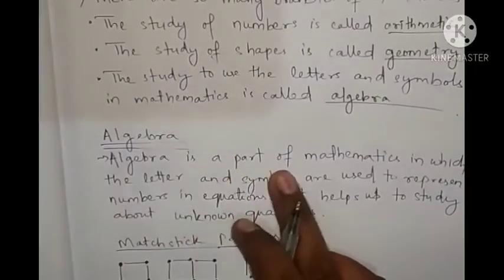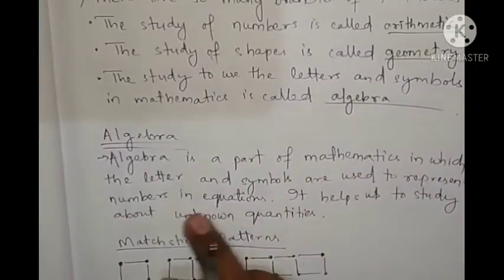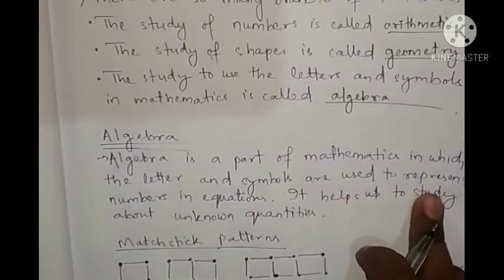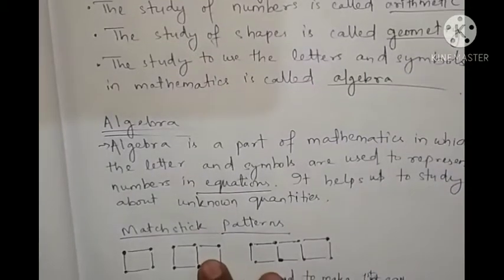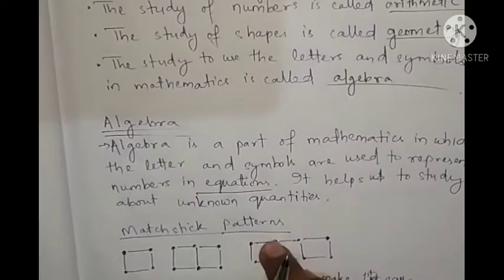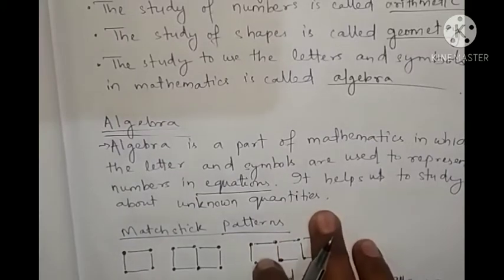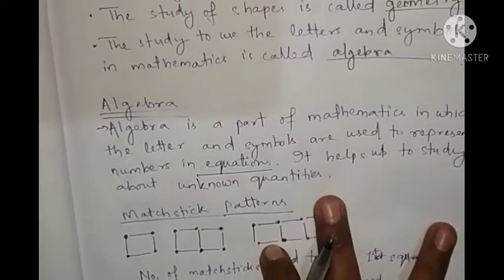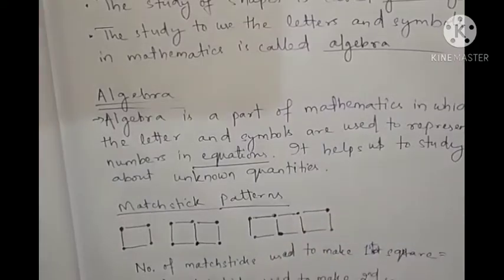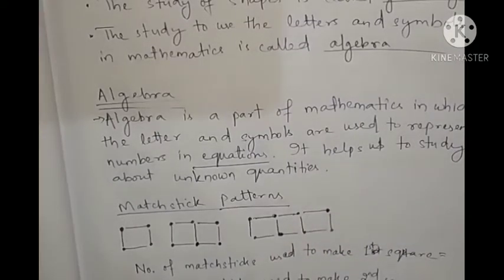So algebra is a part of mathematics in which letters and symbols are used to represent the numbers in equations. So here we are using numbers and letters and symbols in the form of equations. It helps us to study about unknown quantities. There is a quantity which is not known to us, so about that we can study in algebra.